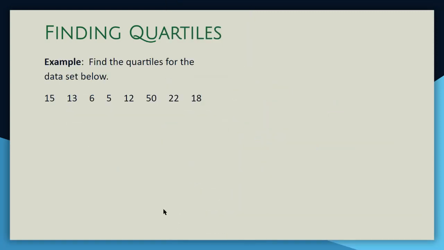Okay, so let's find some quartiles. I'm going to do this first one by hand, and then I'm going to use technology for the rest of this video. So find the quartiles for the data set: 15, 13, 6, 5, 12, 50, 22, and 18. To find quartiles, I know I need it in sorted order. So smallest to largest is going to be 5, 6, 12, 13, 15, 18, 22, and 50. Short list, so not too bad.